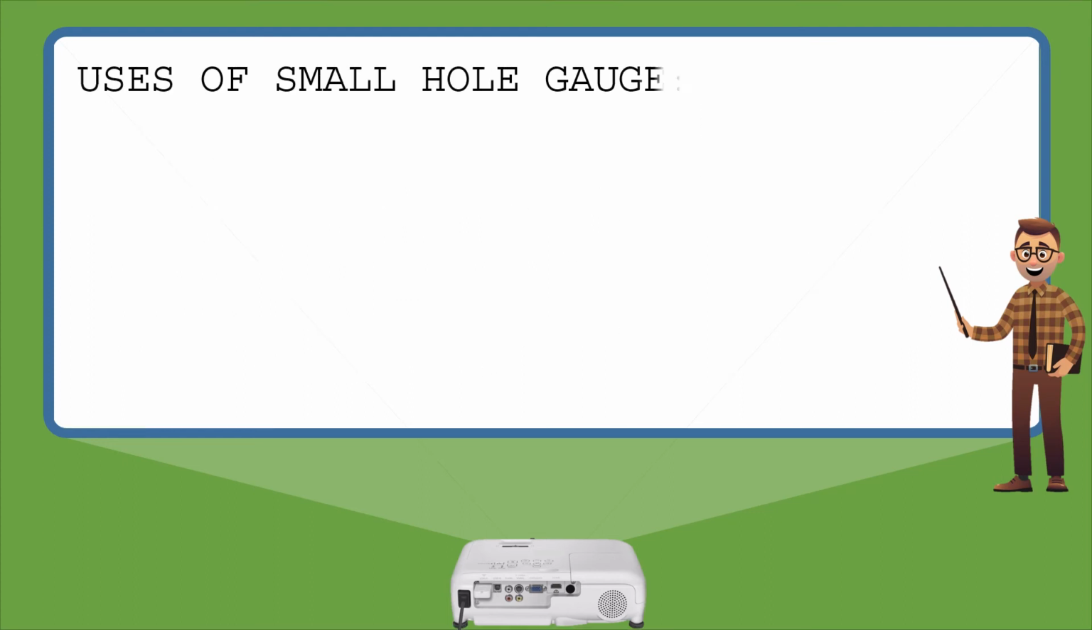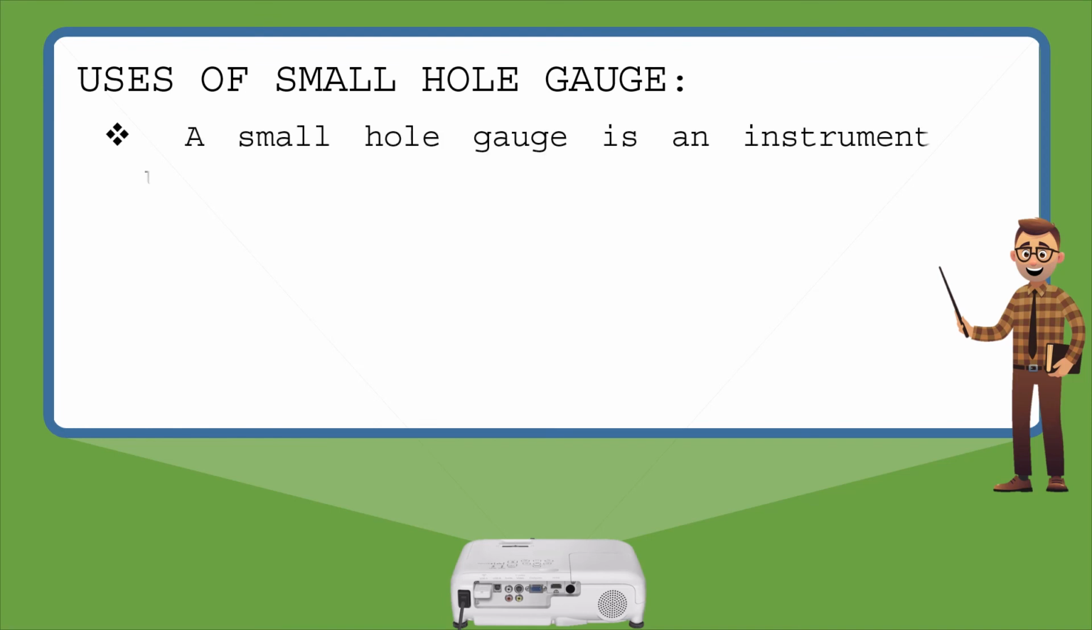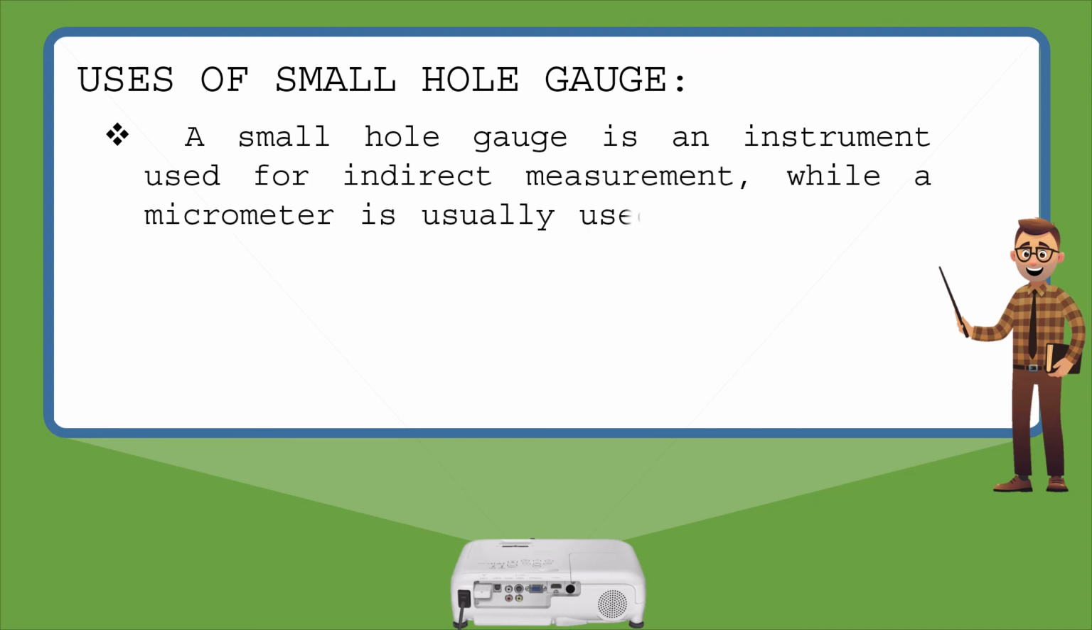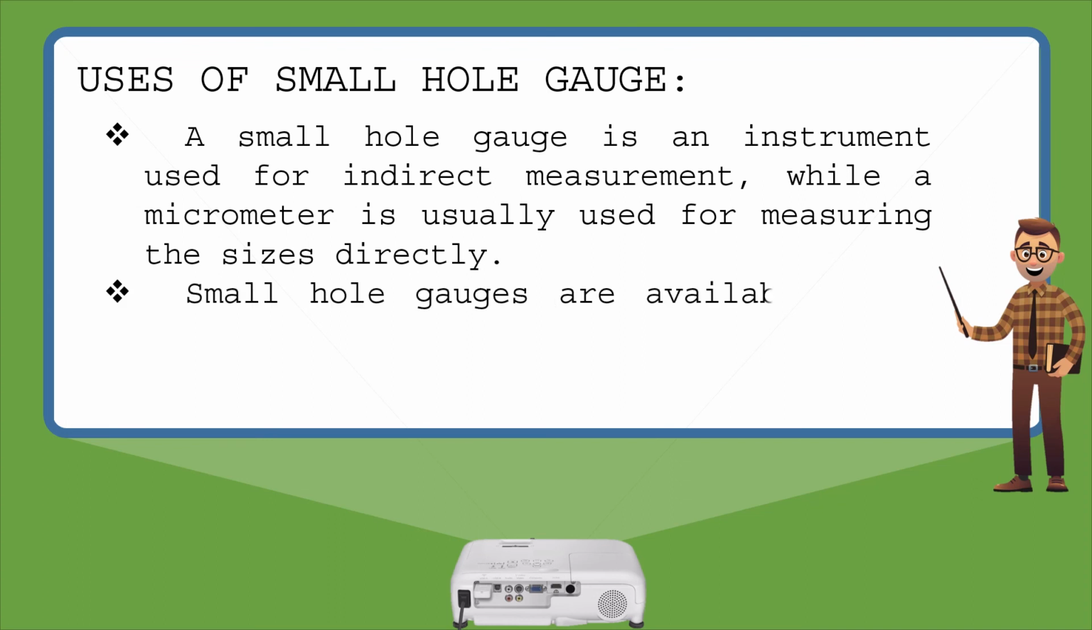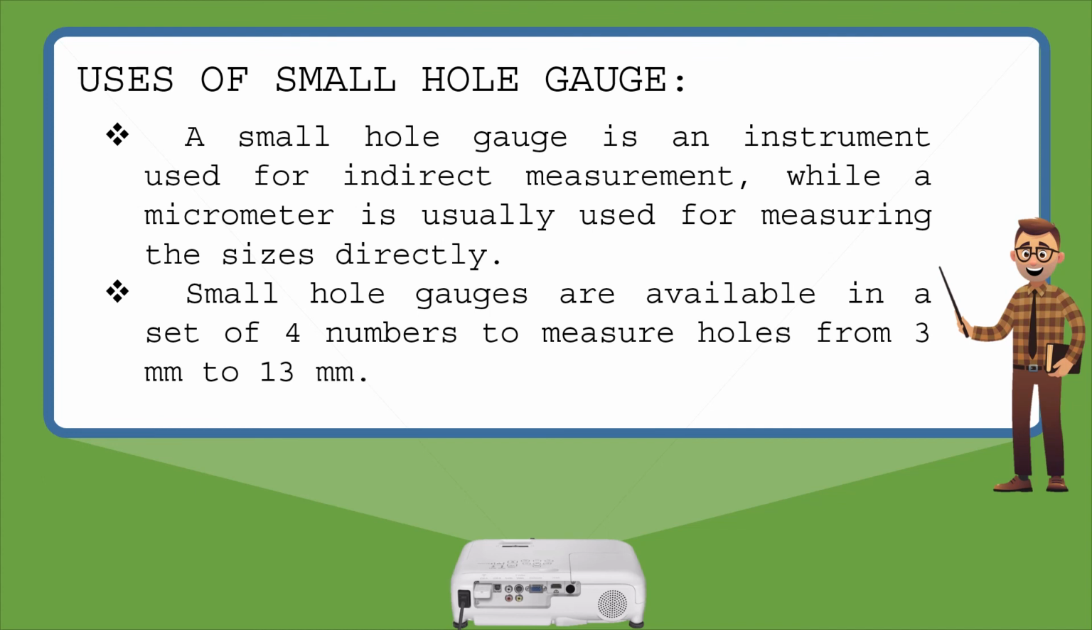Let's see about uses of small hole gauge. A small hole gauge is an instrument used for indirect measurement, while a micrometer is usually used for measuring the sizes directly. Small hole gauges are available in a set of 4 numbers to measure holes from 3 mm to 13 mm.